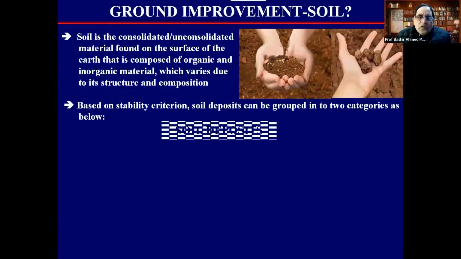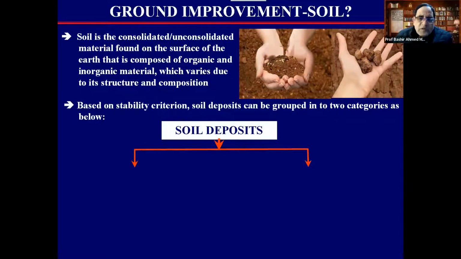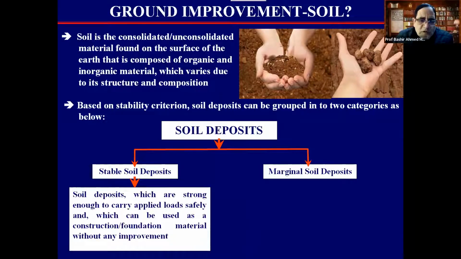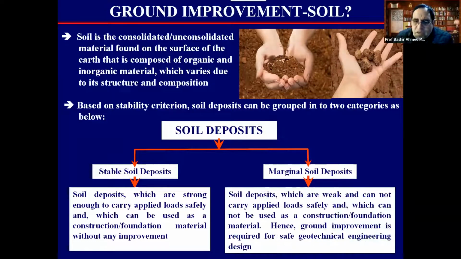How do we identify the soil deposits? We categorize them into two types. Stable soil deposits are strong enough and do not need any treatment for construction purposes. On the other side, we have marginal soil deposits, which are weak, cannot carry applied load safely and fail, and cannot be used as construction or foundation material. Hence, ground improvement techniques are required for safe geotechnical engineering design.